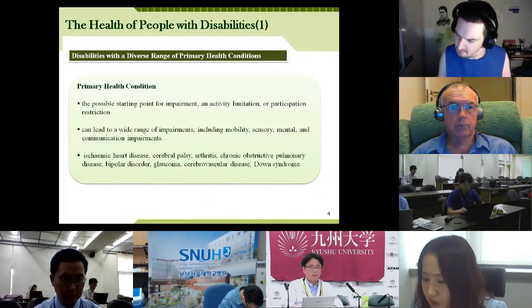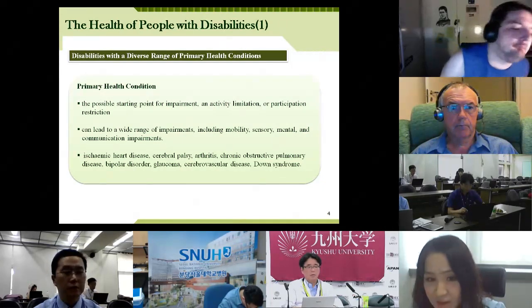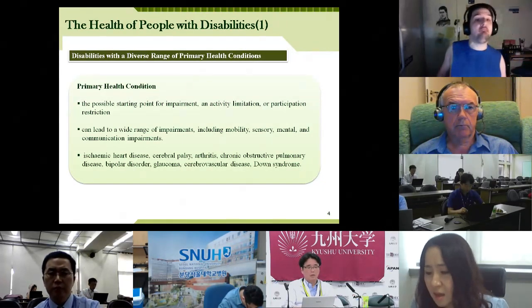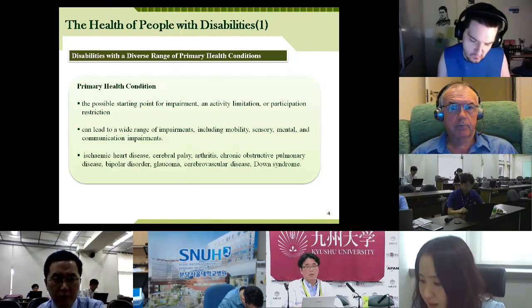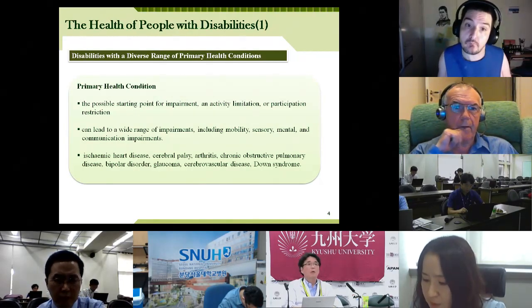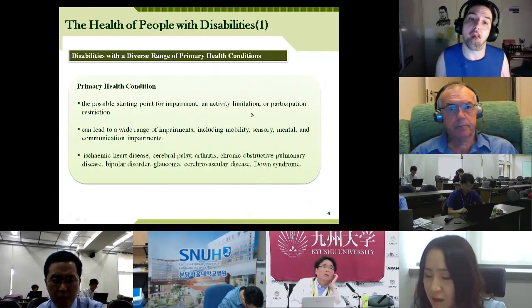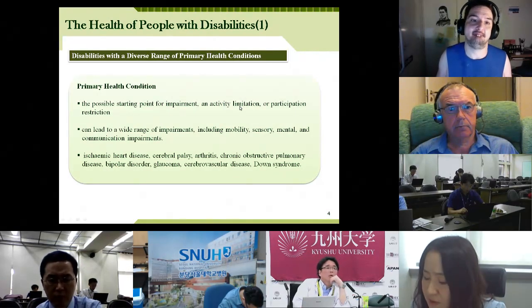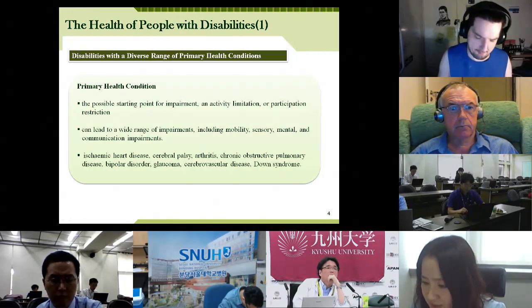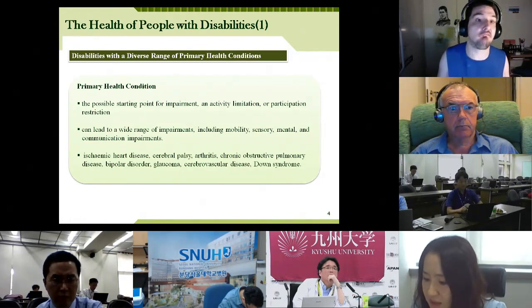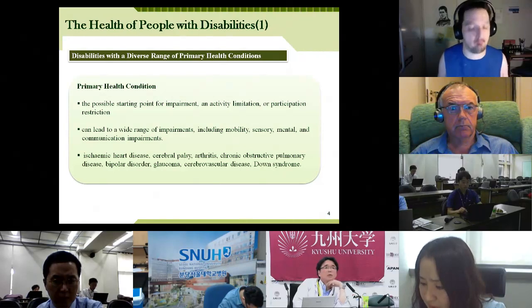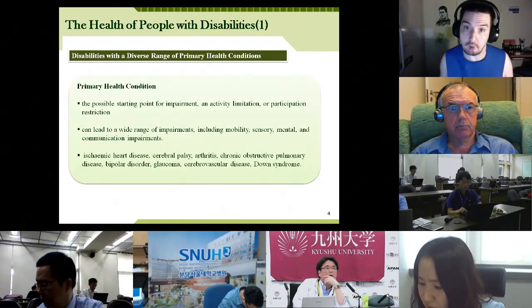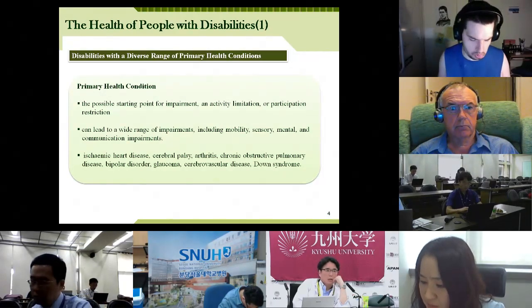And how is the health of people with disabilities? I would like to provide a general overview of the health status of people with disabilities by looking at the different types of health conditions. Increasing evidence suggests that as a group, people with disabilities experience poorer levels of health than the general population.